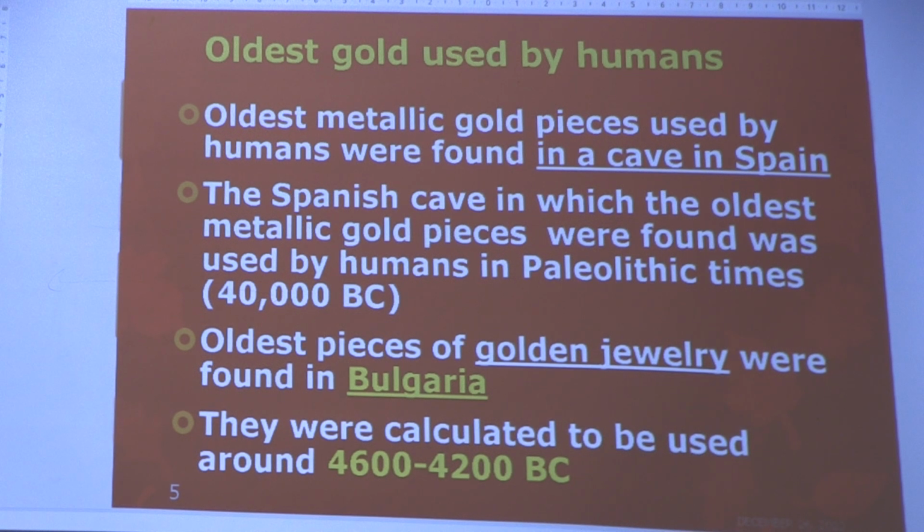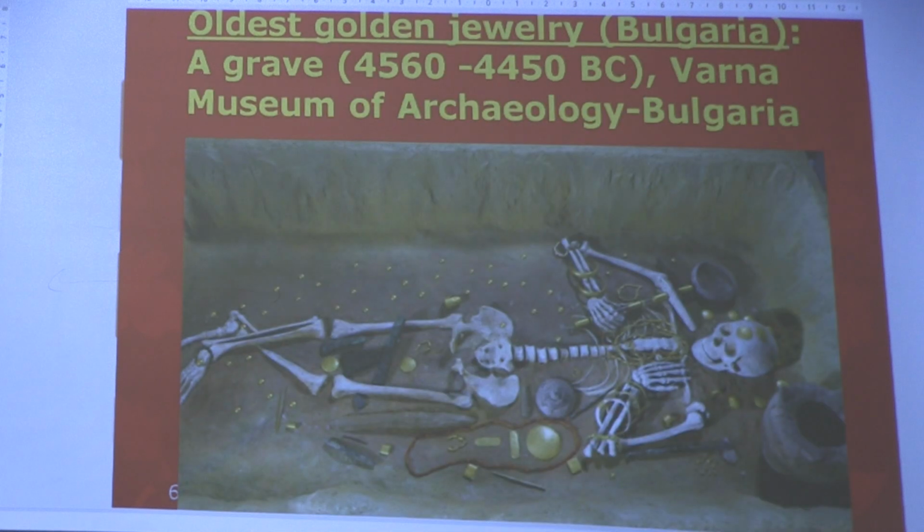As far as we know, around 40,000 BC, in Paleolithic times, in a cave in Spain, they found small pieces of natural or native gold. But of course, that didn't mean that they processed the gold. So the first time that we see that gold was processed and converted into some jewelry goes back to about 4,600 BC or 4,200 BC in Bulgaria, in the grave of an old man.